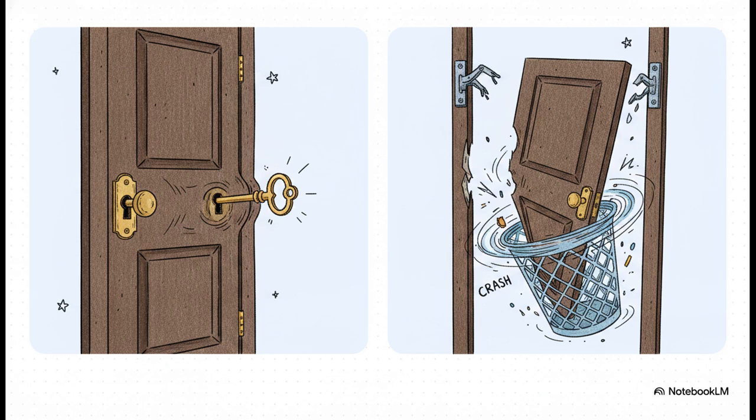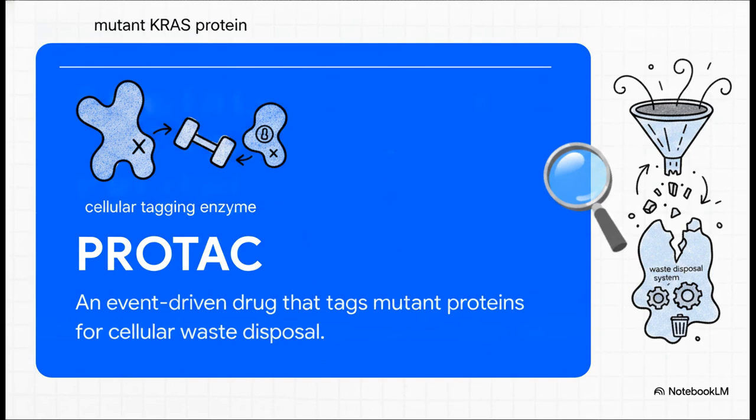What if, instead of trying to jam the lock on a broken door, we just rip the door off its hinges entirely? Enter PROTACs. That stands for proteolysis targeting chimeras. This is an absolutely incredible new technology. Instead of just blocking the broken KRAS protein, PROTACs act as molecular matchmakers. They grab onto the mutant KRAS protein on one end, and on the exact opposite end, they grab a cellular tagging enzyme. This process explicitly flags the broken KRAS protein as cellular trash, basically instructing the cell's own natural waste disposal system to completely eliminate it.